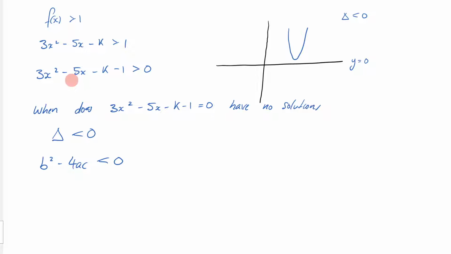Once I've done that, I now identify what B is, what A is, and what C is. My B value is -5. What's -5 squared? It's 25. Then I need to identify my A value. My A value is 3. So I'm going to put a 3 there. And then what is my C value? My C value is going to be -k minus 1. And all of this is less than 0.